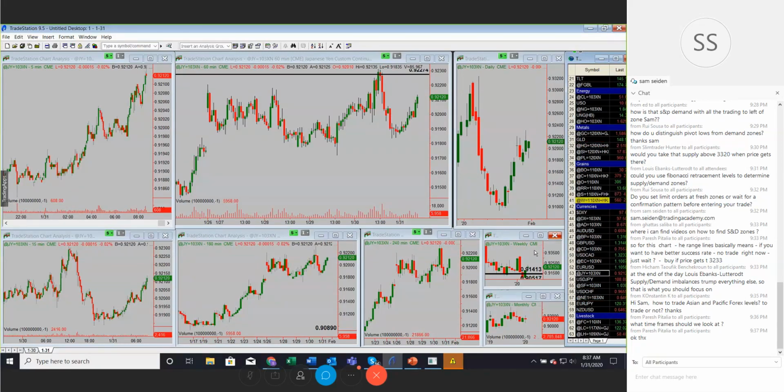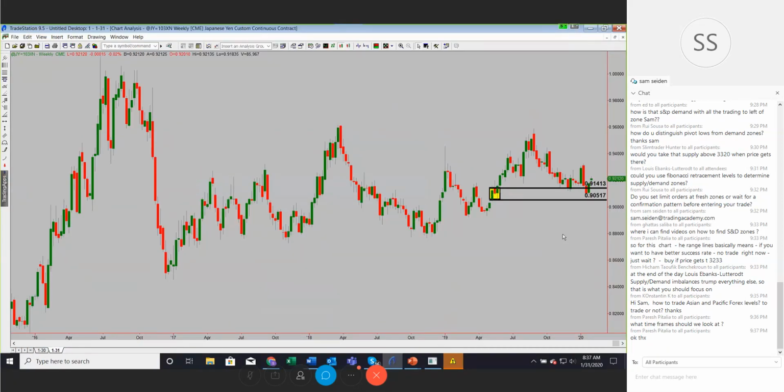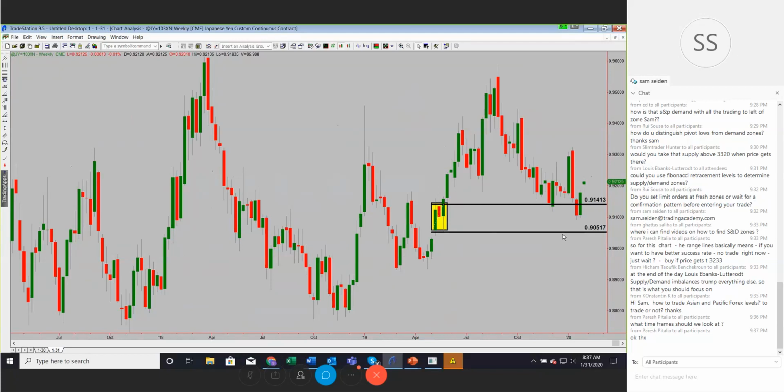So, a quick little picture at the larger time frame. Yes, the yen has been kind of weak, but it just keeps pulling back into this demand zone. Notice the picture of supply and demand is always the same. It's that pattern, that picture that represents the footprints of the big smart money, right? Banks, financial institutions, whatever you want to call it.